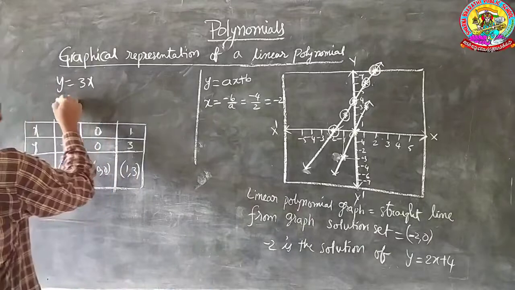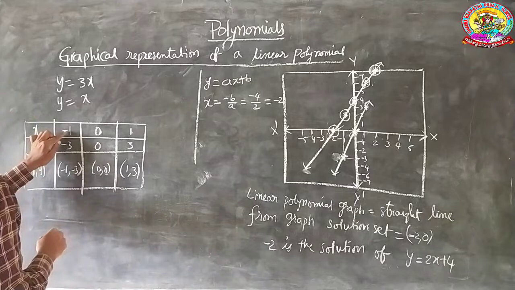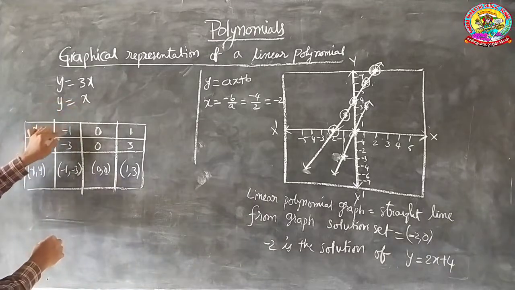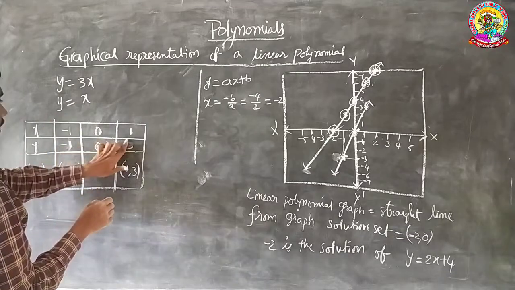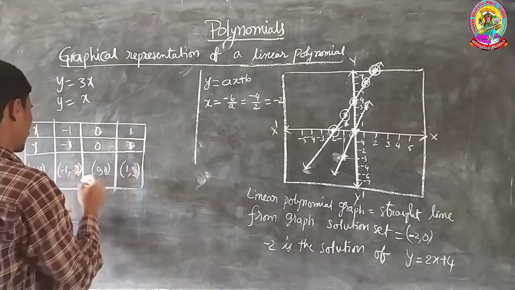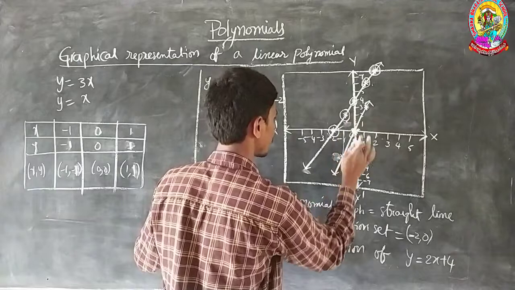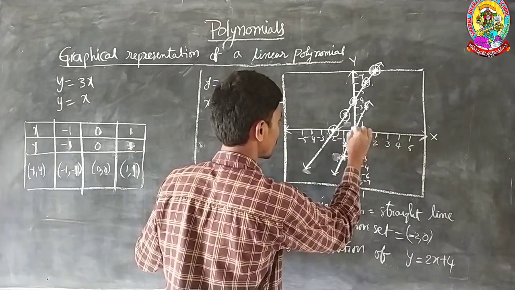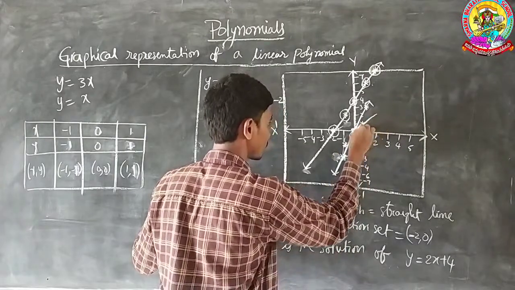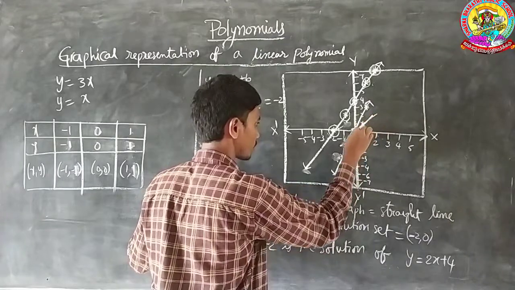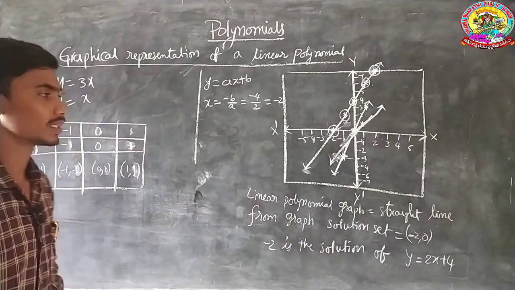Okay, clear? Next, y is equal to x. If you take this graph, in the place of x equal to minus 1, y is also minus 1. X equal to 0, y is equal to 0. X equal to 1, y is also 1. So minus 1 comma minus 1, 0 comma 0, 1 comma 1. Minus 1 comma minus 1, where is it? Here it is. 0 comma 0, 1 comma 1. If you join these, this is also a straight line.